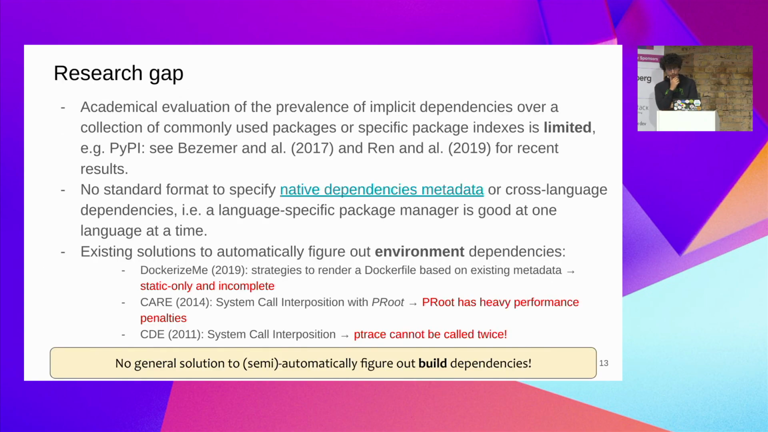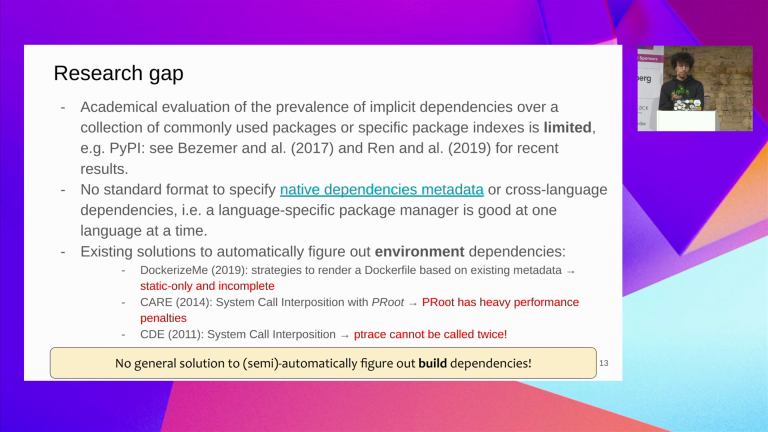So maybe an interesting question is, what does research know about the prevalence of implicit dependencies? Some people ask this question. You can have some references here. And actually, it's not a very well-studied question. What is more interesting also is that if you go to any language ecosystem and you ask, do you know about the native dependencies you need to have for your package? Usually the answer is they don't have any way to specify it.